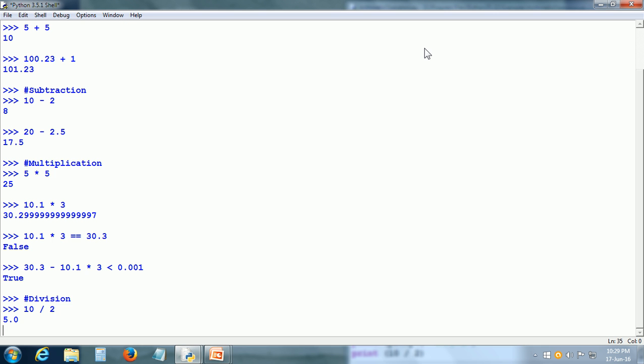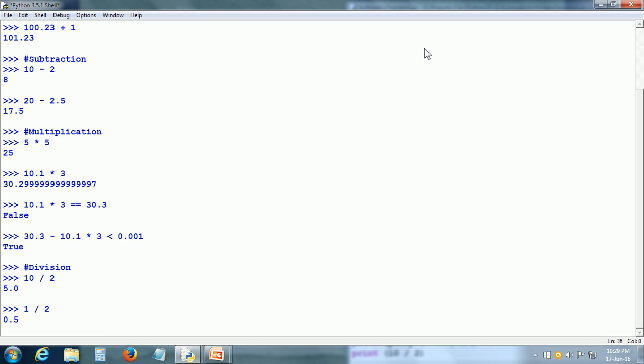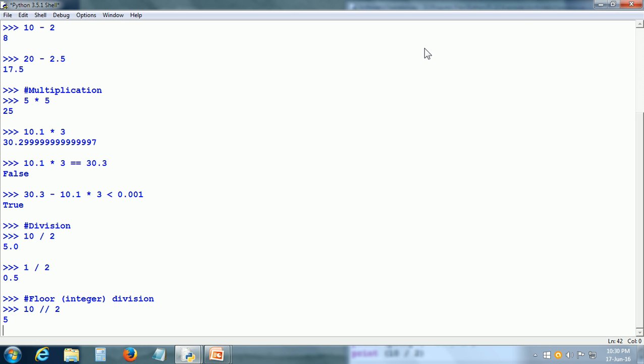Now next, division. Division always results in a float. So if we divide 10 by 2, we get 5.0, which is a float result. 1 by 2 gives us 0.5, which is again a float result. We can also have integer division or floor division in Python. Now, floor division results in an integer, and it is used with the operator, which is two forward slashes.